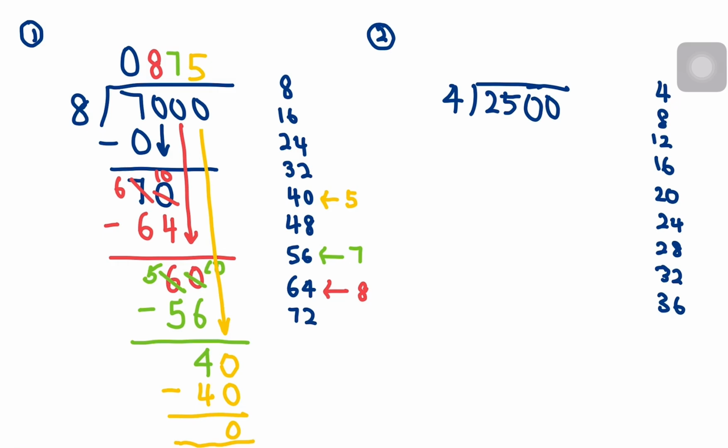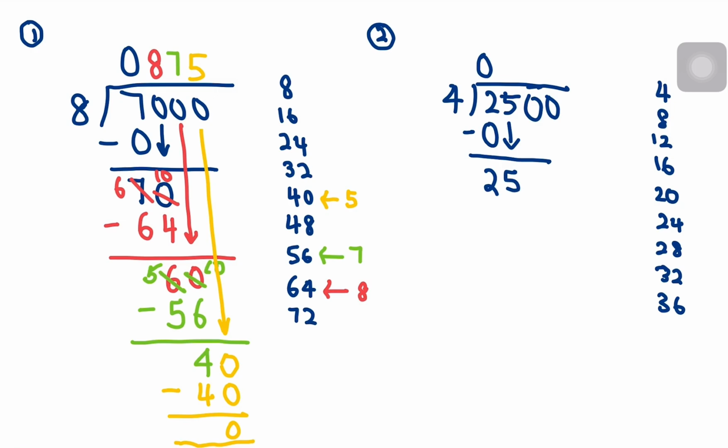Now what? How many groups of 4 can I find in 2? Can find nothing. So what do I write on top? 0. What do I minus? Minus 0. 2 minus 0 is 2. Then what do I do? Bring down the next number 5.